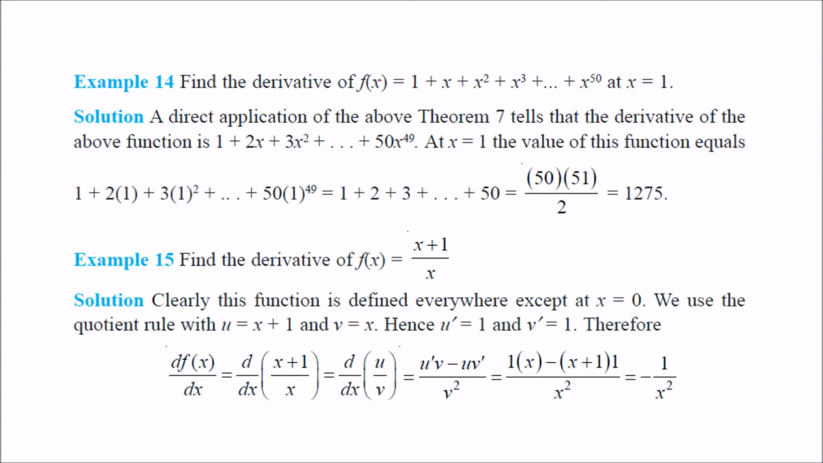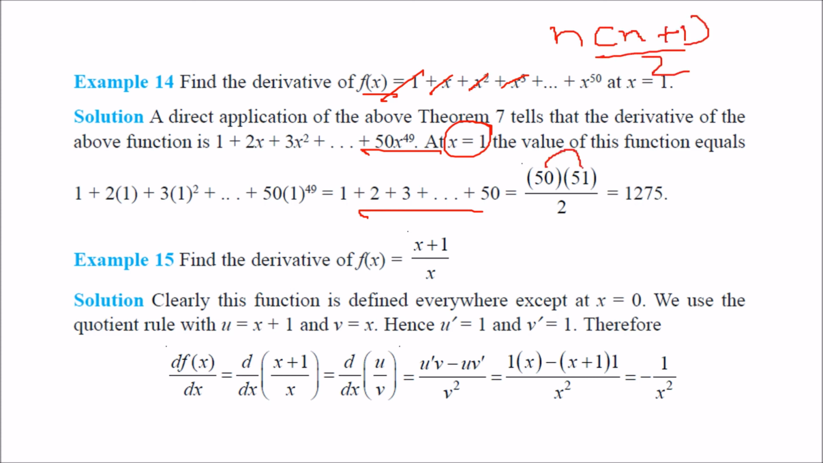The derivative of f(x) will be this. Take the derivative of all of these. So this will be 0, this will be 1, 2x, 3x square like this. And see, when you solve it and place x equal to 1, you'll get this. And you know the sum of the first n natural numbers is n into n plus 1 by 2, which is 50 into 51 by 2. That is 1275.